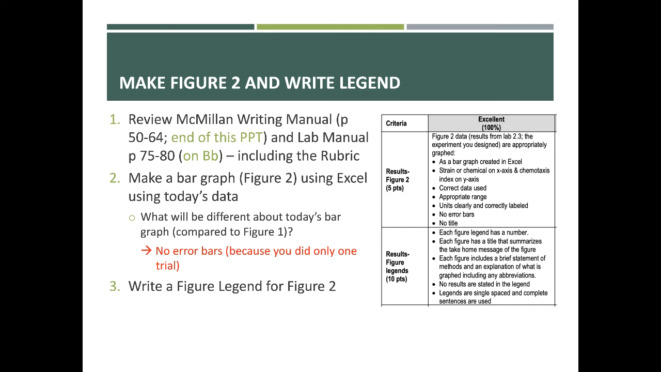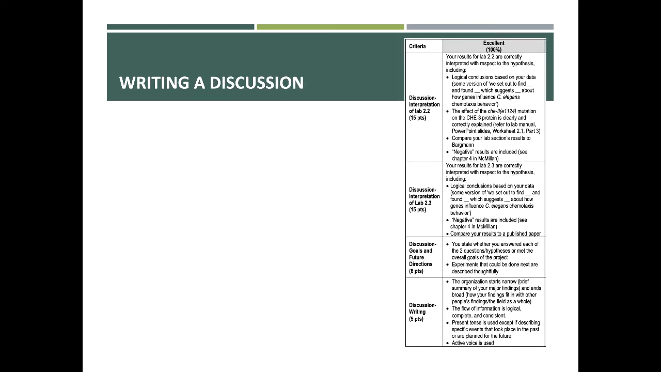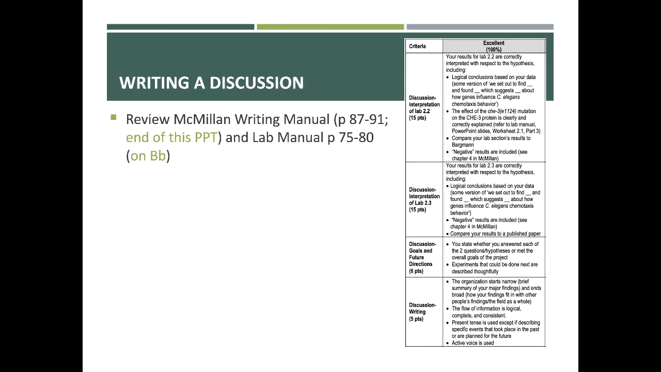And you'll, of course, write a legend for figure 2 and follow the same rules you see over here, which are going to be similar to what you followed for figure 1 and the figures for your introduction that you did in Module 1. Writing the discussion, again, review the Macmillan Writing Manual, pages 87 to 91. And again, these page numbers for the writing manual may be different depending upon the edition you have, but it'll be pretty close. You'll also find these at the end of this PowerPoint.